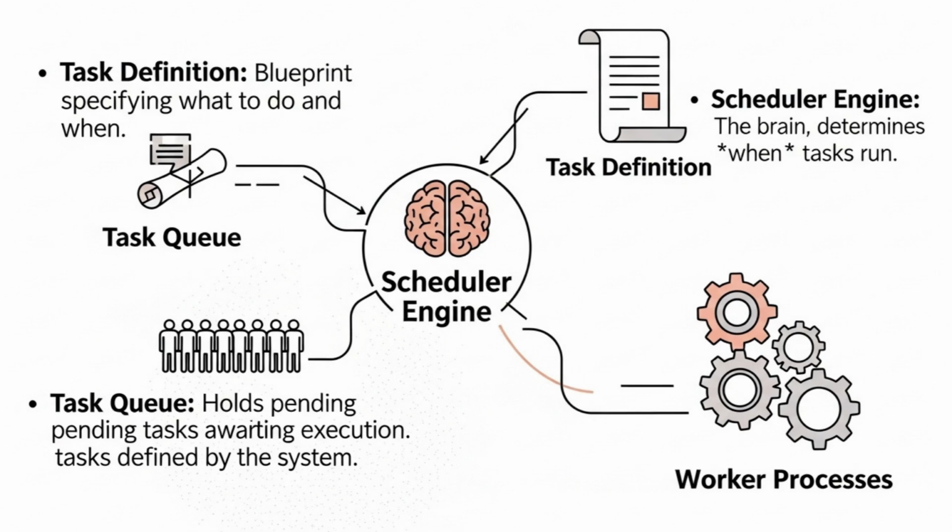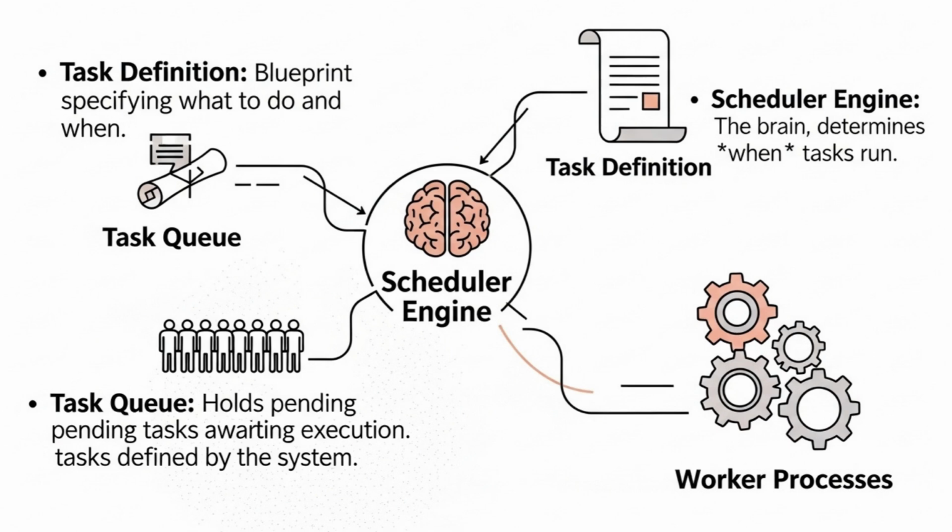Next, we have the scheduler engine, which is truly the brain of the operation. This component continuously monitors all defined tasks and determines when they are due to run. It's constantly checking the clock, deciding which tasks are ready for execution right now. Once the scheduler engine identifies a ready task, it places it into a task queue. This queue acts as a holding area, a waiting room for all pending tasks that are ready to be processed. Using a queue is vital for handling bursts of activity and ensuring tasks are processed in an orderly fashion.